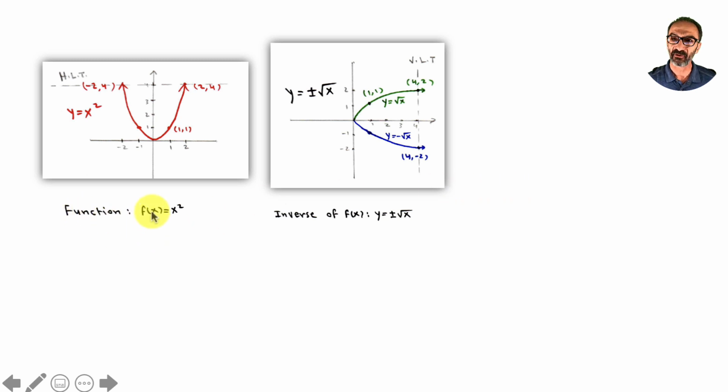The function f of x equals x to the second and the inverse of f of x are not written as an inverse function. We're calling it inverse, but we're not calling it an inverse function because it's not a function.